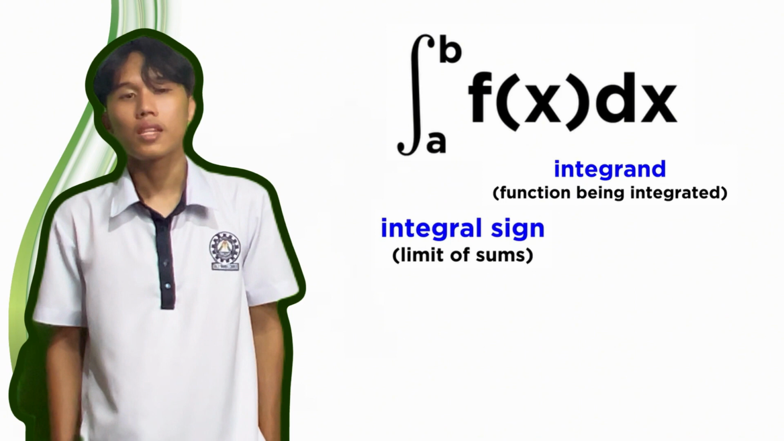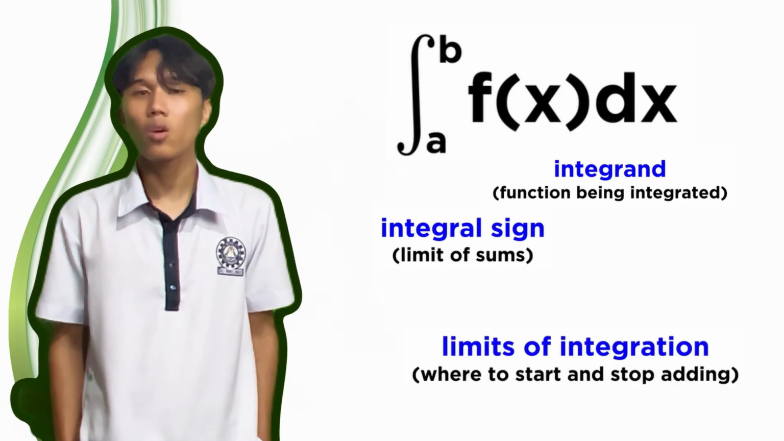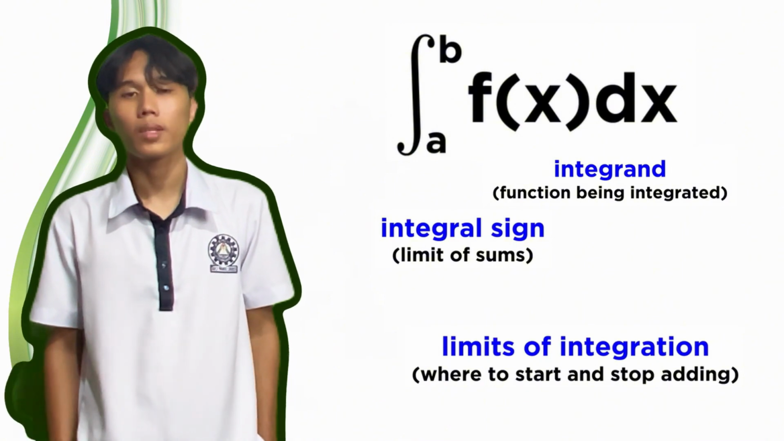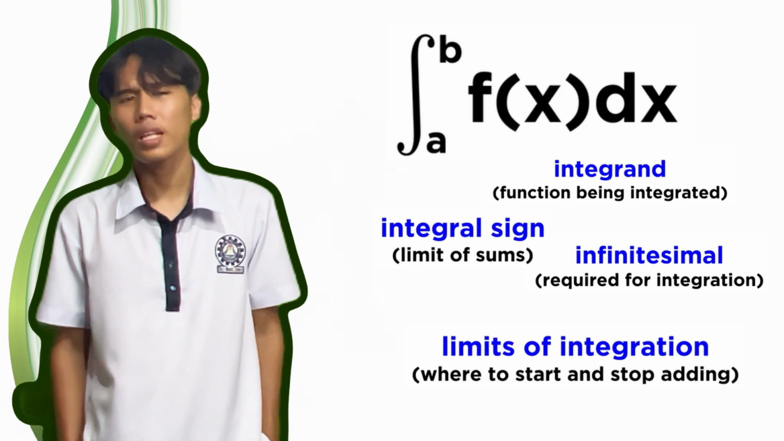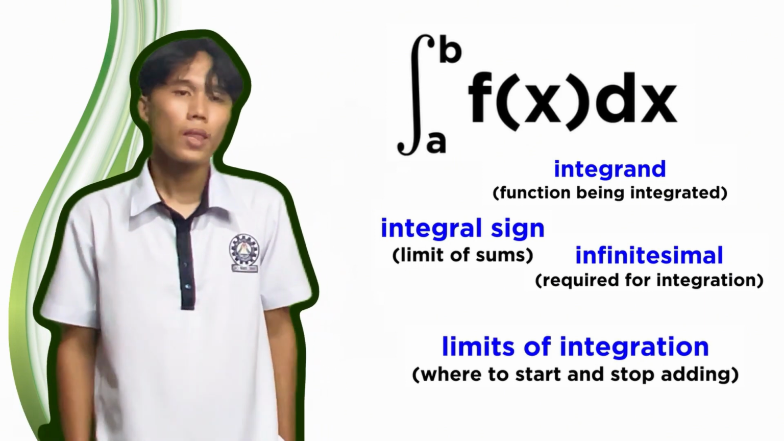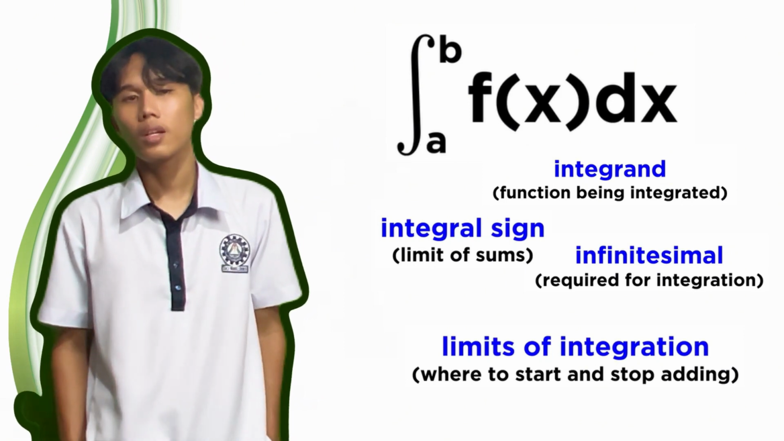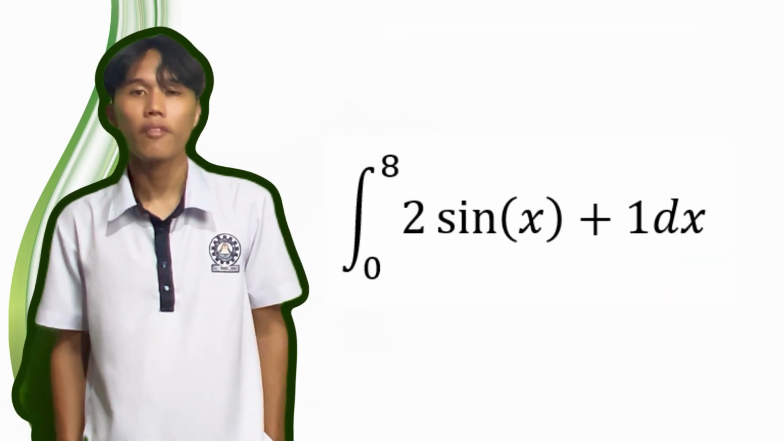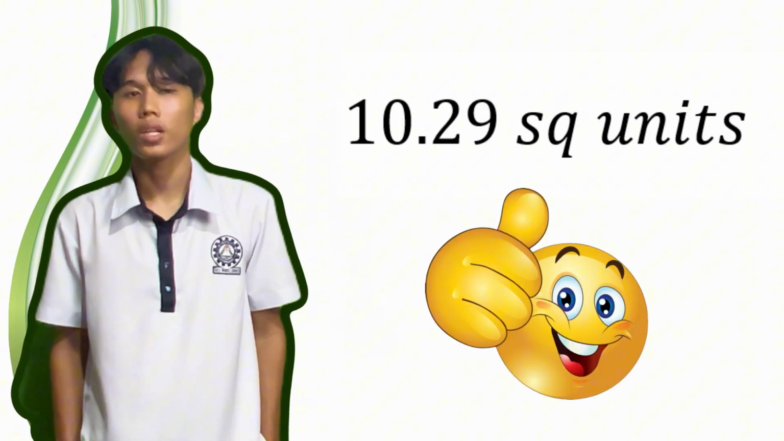f of x is the function being integrated, or the integrand, a is the lower limit and b is the upper limit. The symbol dx is required for integration, but it has no meaning by itself. We will not yet talk about how to use this formula, but for now, let's just plug in our values and evaluate to get the exact area of our curve, which is 10.29 square units. And that is our basic introduction to integration, approximating areas under the curve.